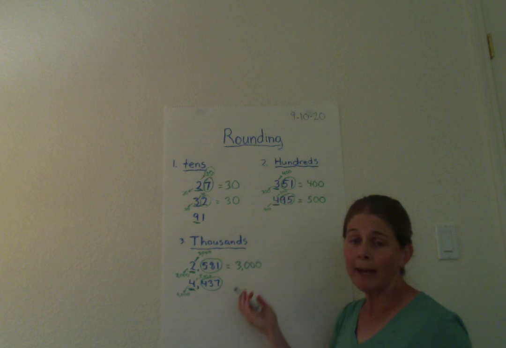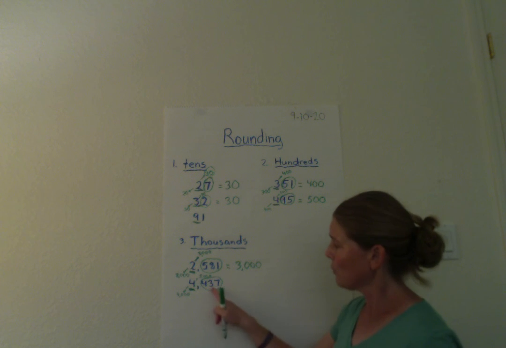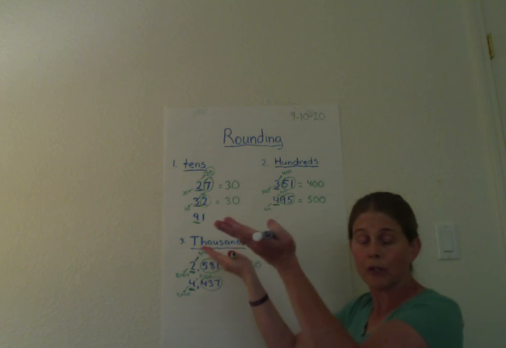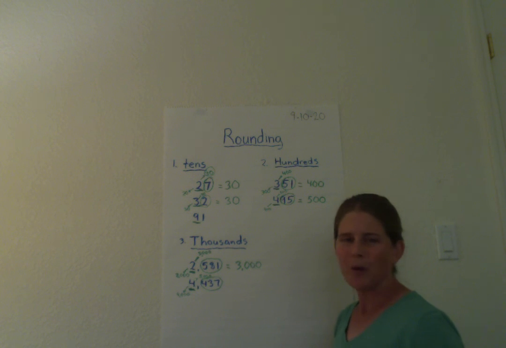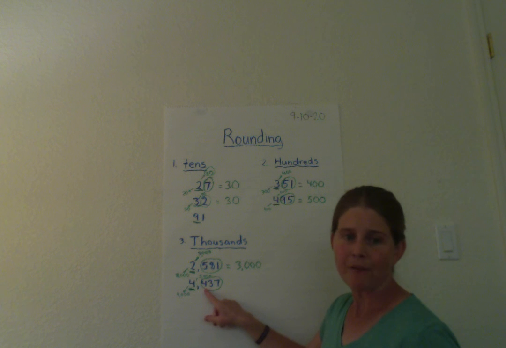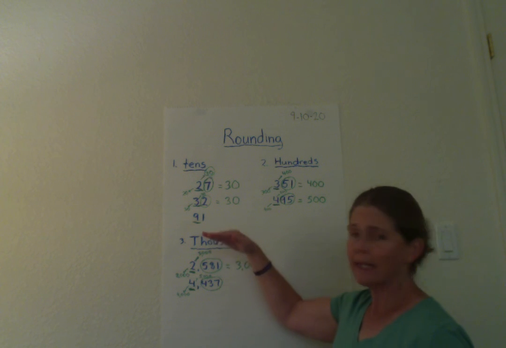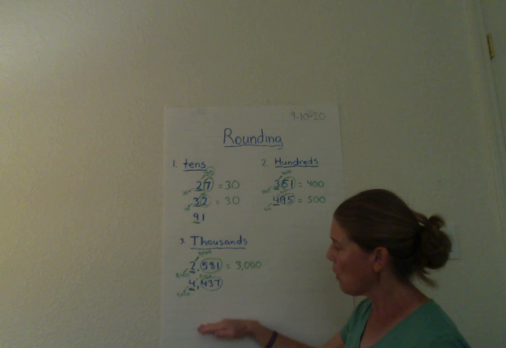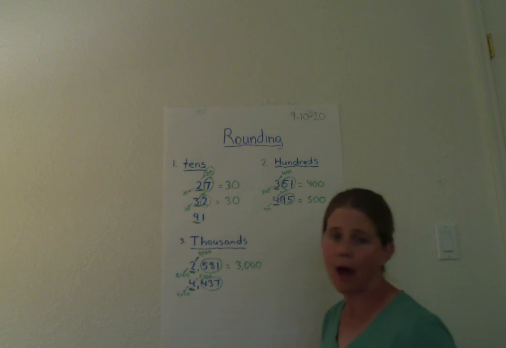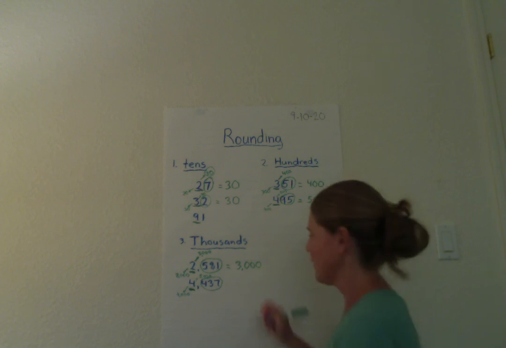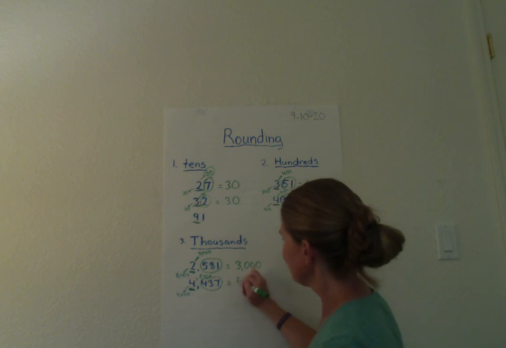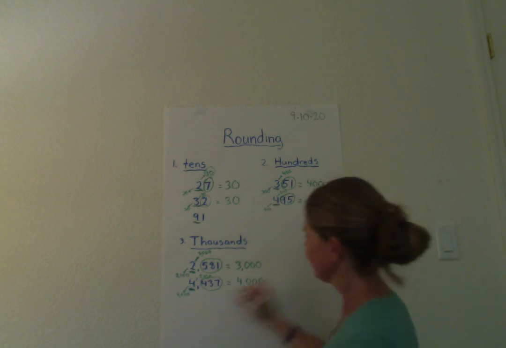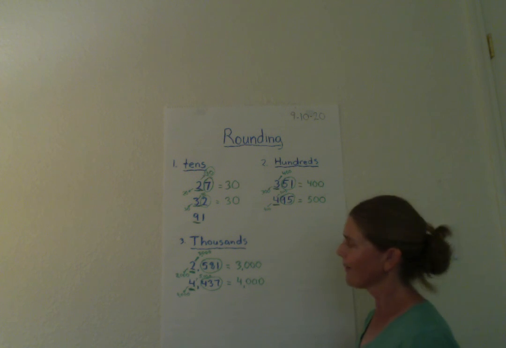437. So I ask myself, is 437 closer to 1,000 or closer to 0? Well, it's not even halfway there. So if I'm not at least halfway, then I know I'm going to stay low. I'm not going to round up. I'm going to round down. So 4,437 rounds to 4,000. It just stayed.